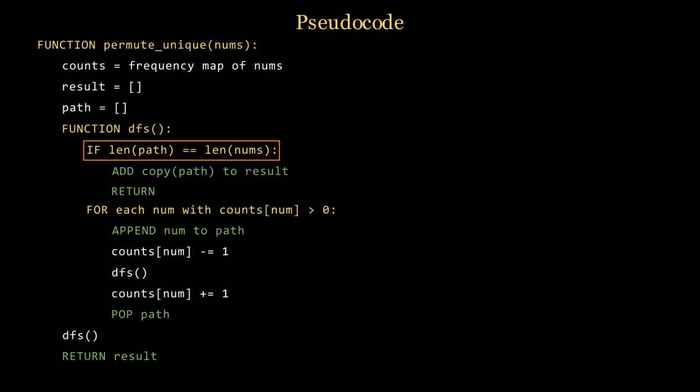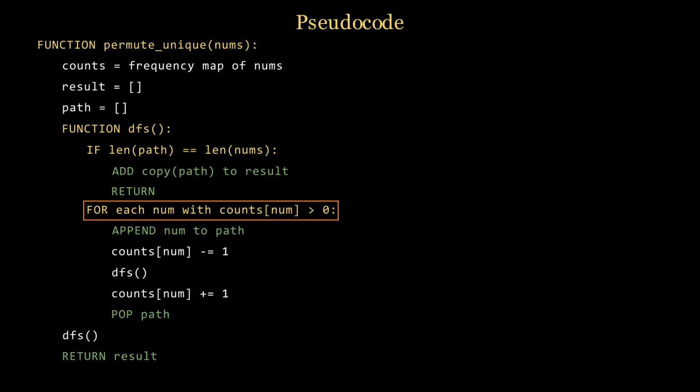Stopping rule, path length reached n, so every slot is filled. Store a snapshot of the path as one answer. Exit the base case. Only iterate values whose remaining count is positive. Take this value as the next slot. Consume one occurrence from the map. Recurse to fill the remaining slots.